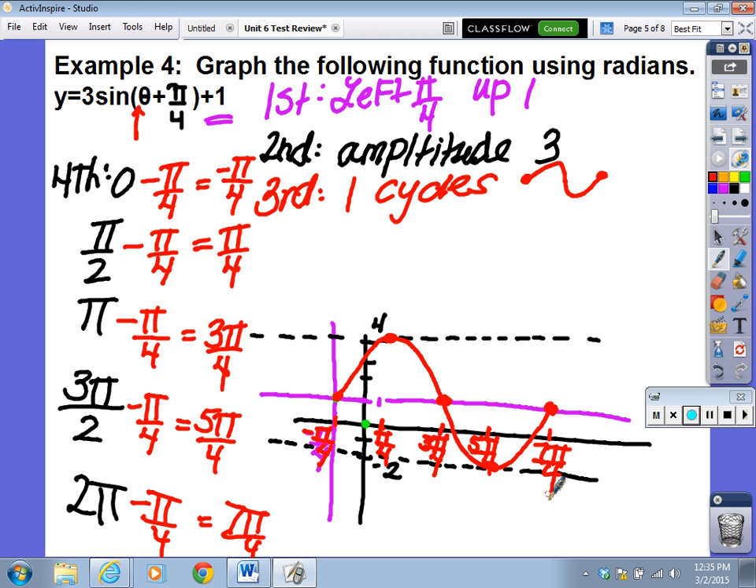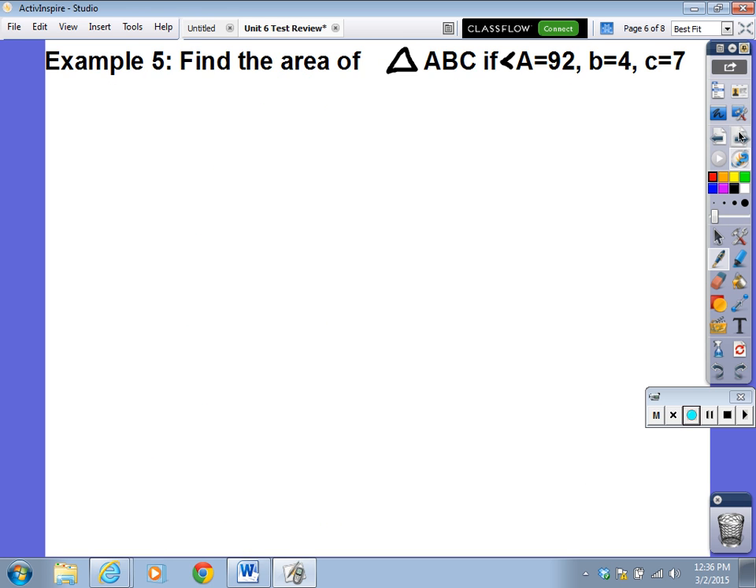Okay, questions on that? Those take up a lot of paper, but those should be really quite easy. If you follow this process, you should get those right. Yes, sir? Okay. Awesome. Okay, moving on to the next problem here.